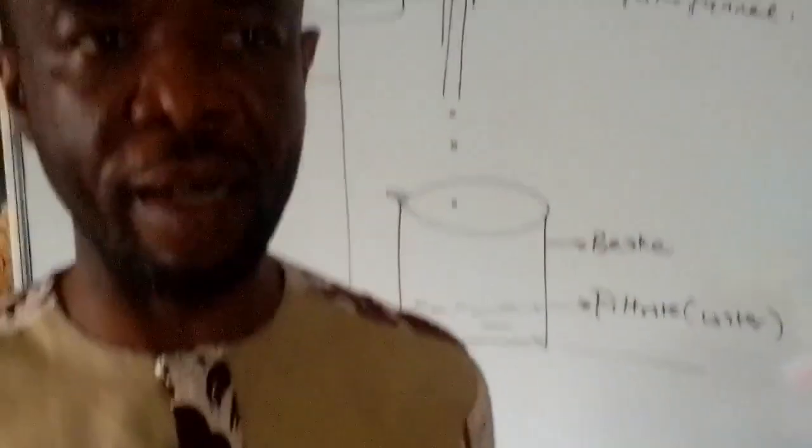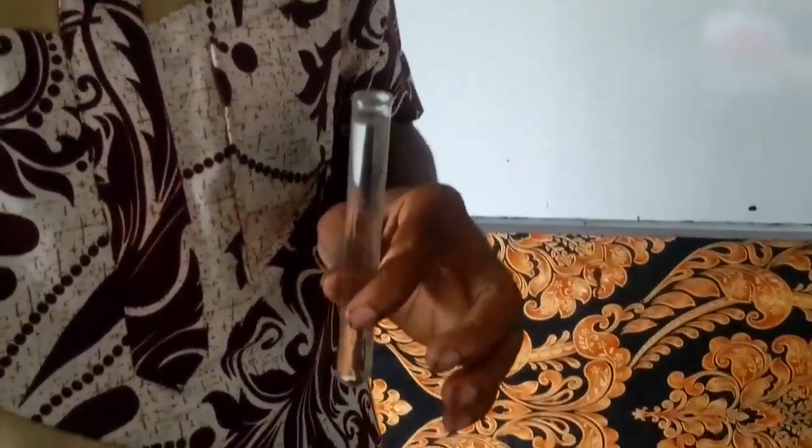So you can filter a suspension of an insoluble solid from a liquid by filtration. Somebody else can still use ground limestone and water. You can also use sand and water to demonstrate this. So this is how you carry out filtration. We have come to the end of today's practical.